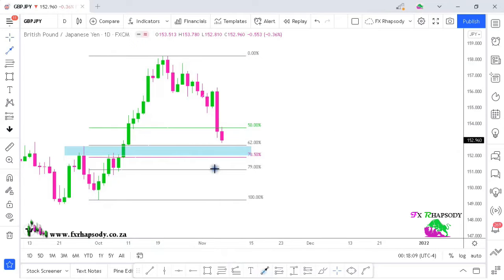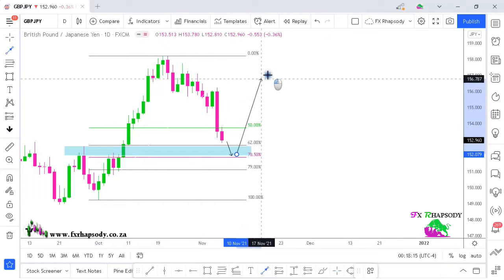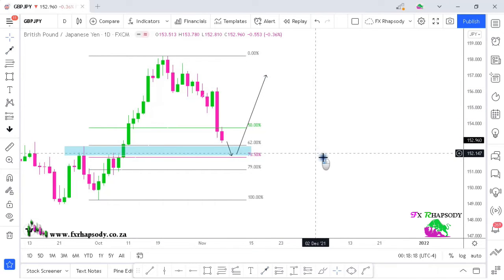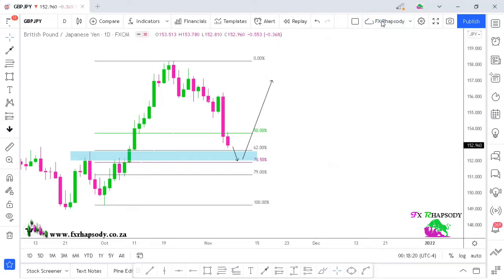So basically, again, like I said, we would like to see price dipping a little bit lower into that area maybe, and then making its move to the upside. So that's definitely an area to keep an eye on for this coming week on the lower time frames.